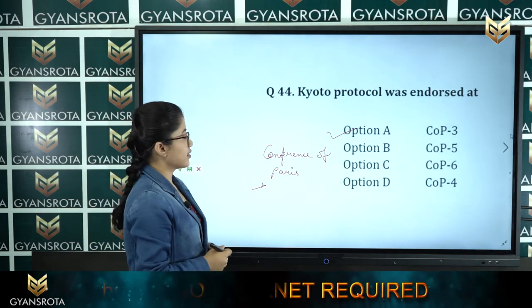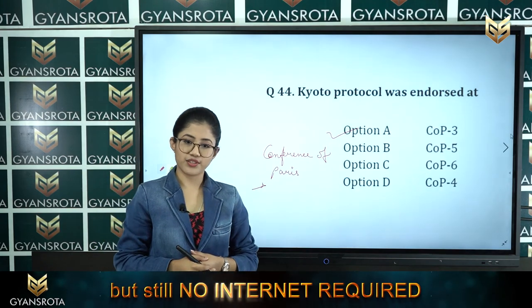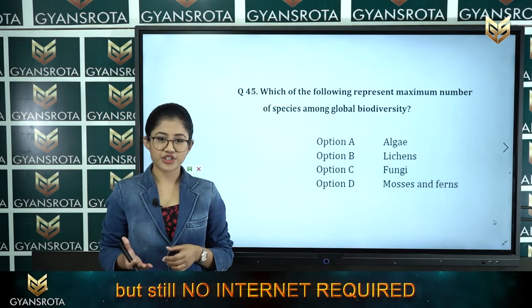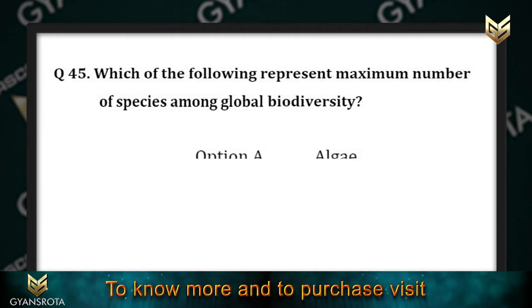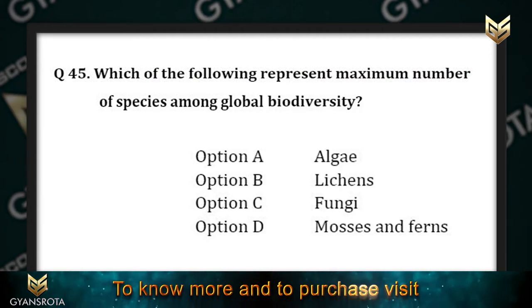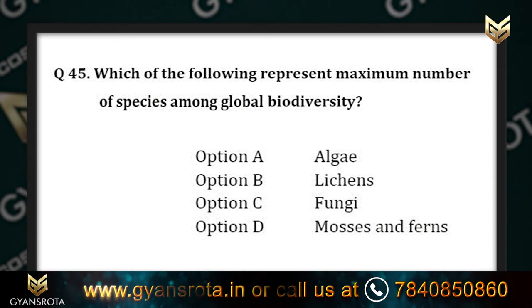All right. Now let's see the next question, that is question number 45. In this question, you can see which of the following represent maximum number of species among global biodiversity?